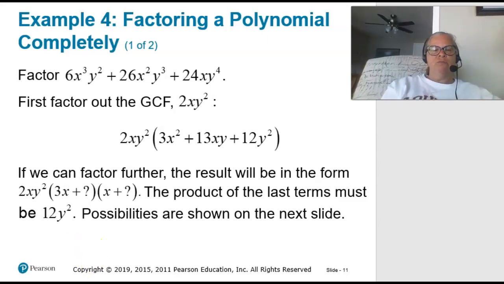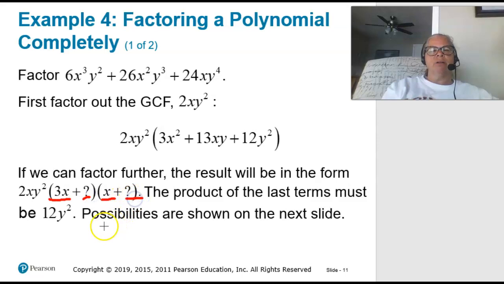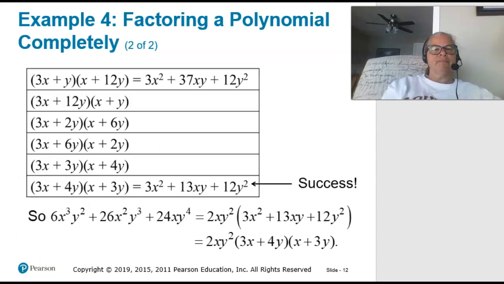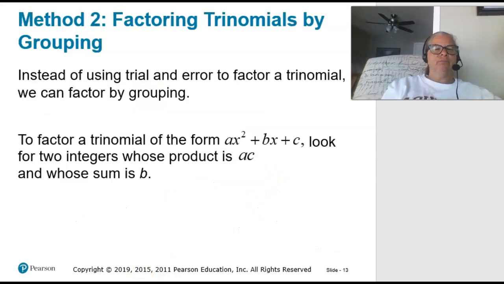We know it would be in the form of 3x and x to make the 3x squared, and we know that we are going to have a y here and a y here to make the y squared, but we don't know how 12 will be made. Will it be 12 and 1, 3 and 4, 6 and 2, and that's where we will have to look at the possibilities on the next slide. So we're looking at 12 and 1, 6 and 2, and they're reversing, and 3 and 4, and 4 and 3. And when we multiply all those out, we find the one in which we're successful.